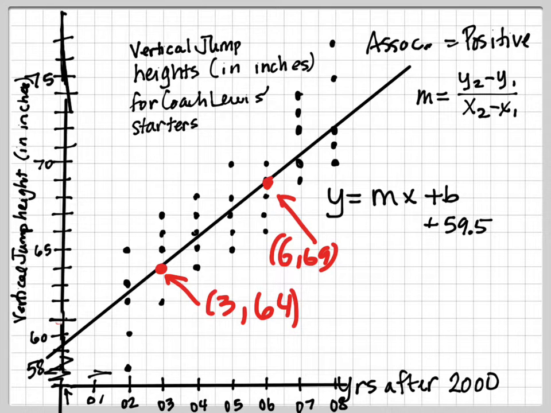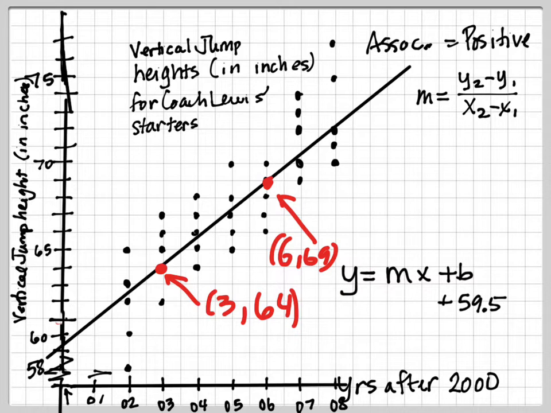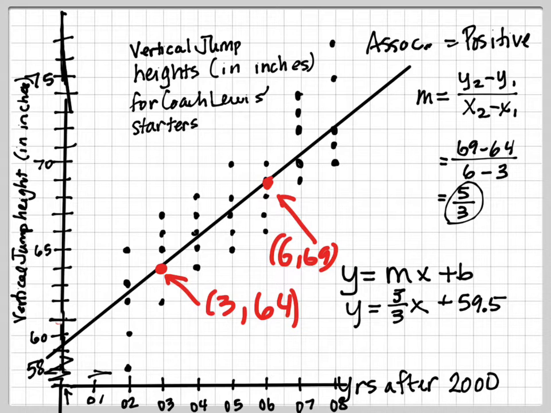So if we're looking at these values, let me shift this down so I have some more space. We have y values of 69 and 64. So 69 minus 64. And then the x value that goes with 69 is 6, and the x value that goes with 64 is 3. 69 minus 64 is 5, and 6 minus 3 is 3. This doesn't simplify any, so we'll just leave it as 5 over 3. So this is the 5 over 3x. Y equals 5 over 3x, like so.